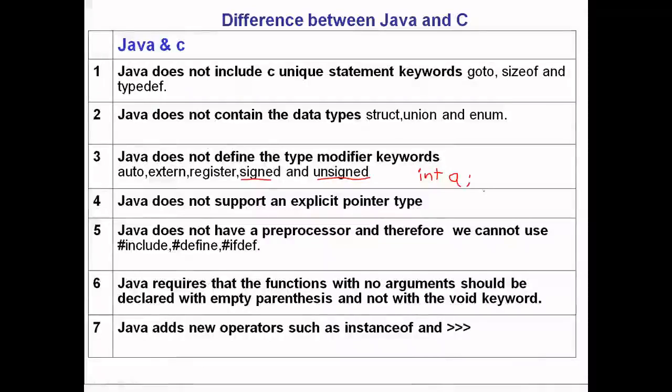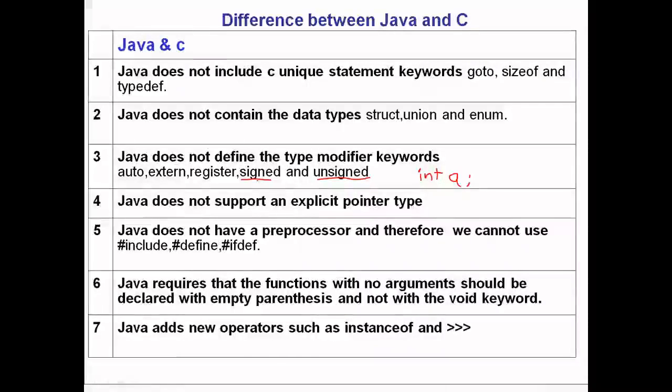But if I declare this int a as unsigned, that is unsigned int a, that simply means this a can only have positive values. It cannot store negative values. But there is no such keyword used in Java. In Java, all the variables are considered as signed variables.